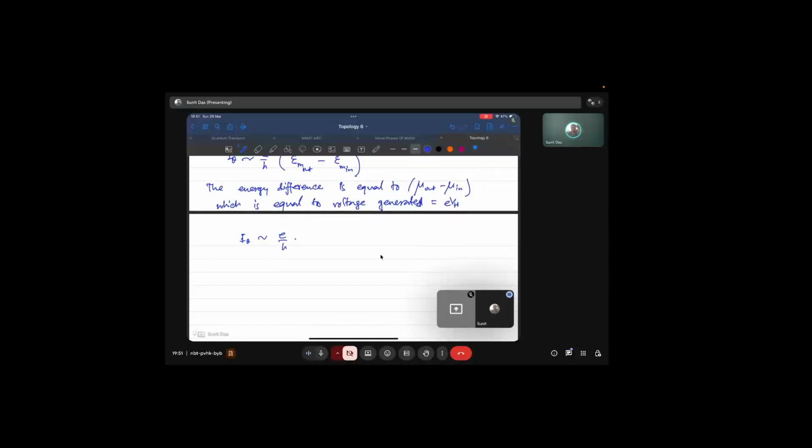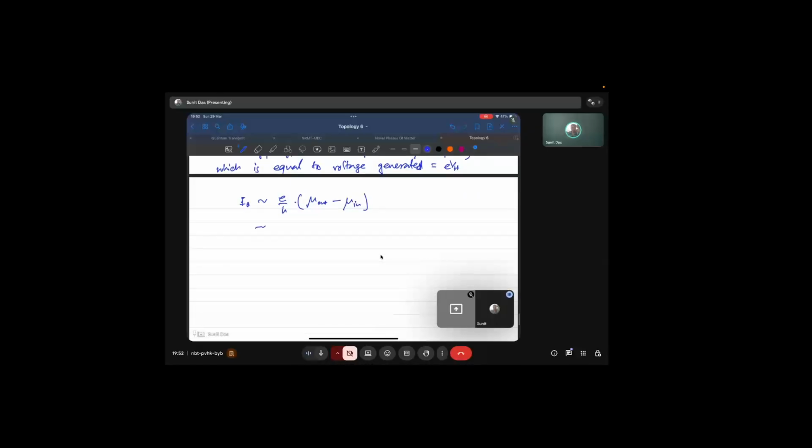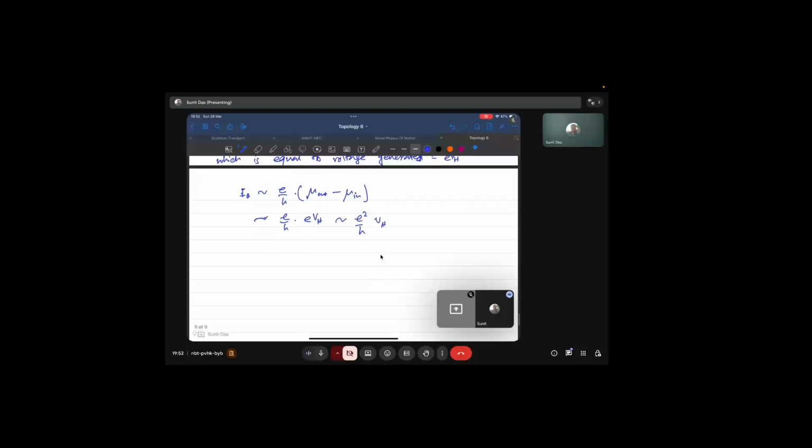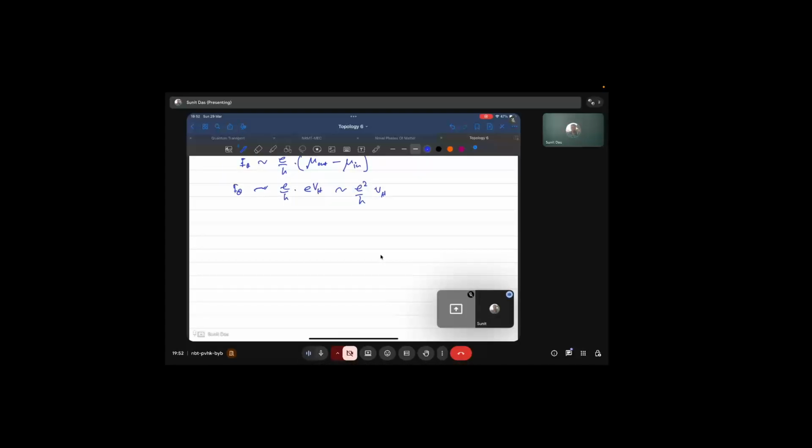epsilon m out minus epsilon m in is essentially mu out minus mu in, the chemical potential difference between the two edges, which again appears as a Hall voltage, right? So E by H, E V_H. So it is of the order of E square by H, V_H. And from this relation, we can think that sigma xy, so this was our applied current, and this is the generated voltage, so sigma xy will be of the order of E square by H.